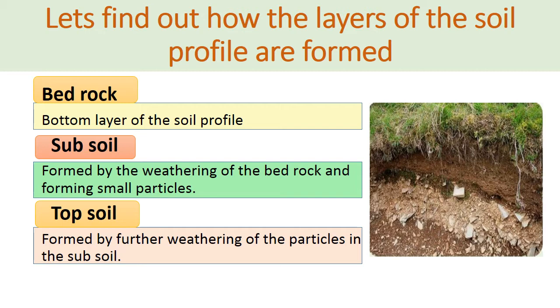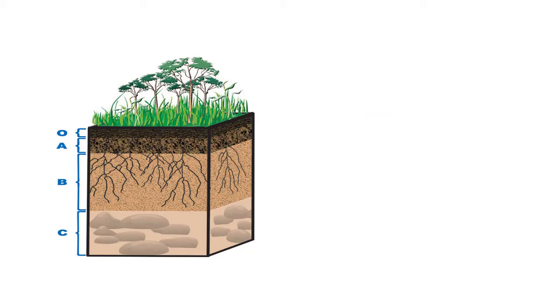So how is the topsoil formed? It is formed by further weathering. Further weathering means the further breakdown of the particles that are in the subsoil. So children, you know that most of the plant roots are anchored to the soil.